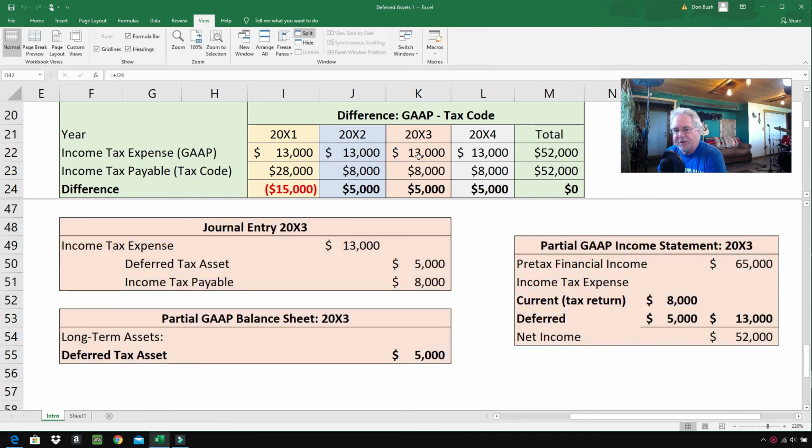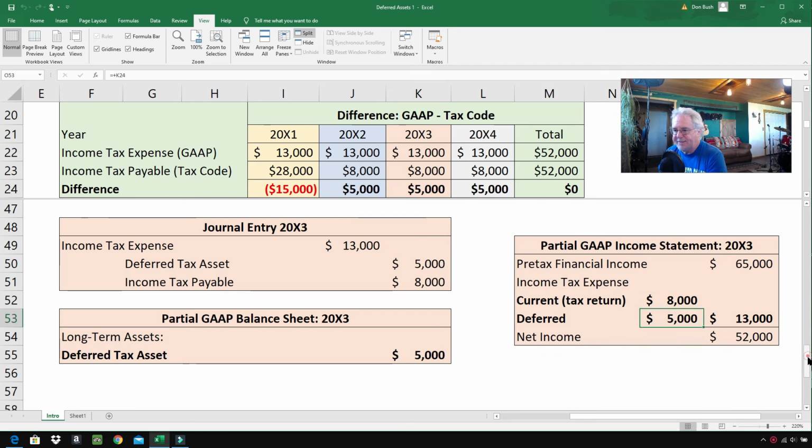So here we are in the pink, same thing, $13,000 expense, $8,000 payable. What is deferred is 5. And on the balance sheet in long-term assets, deferred tax asset is 5. The GAAP income statement is identical, folks. $8,000 is what's payable this year. $13,000 is the expense, and what is being deferred makes it all work out nice and even. 8 plus 5 is 13.